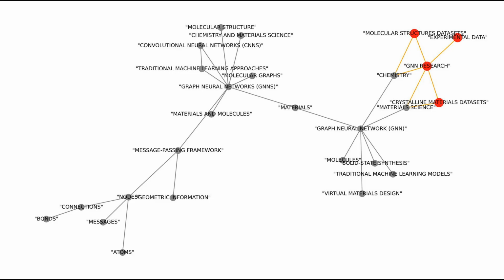Overall, these datasets play a vital role in the development of GNNs, enabling them to learn from diverse examples and ultimately enhancing their ability to predict properties and behaviors in both chemistry and materials science.